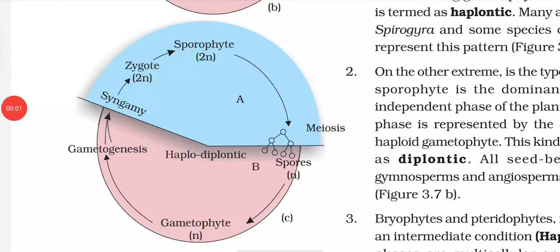So in this diagram, we can easily understand the haplodiplontic pattern. After syngamy, the zygote forms, which is a 2N structure, and from this 2N structure it forms the sporophyte. This sporophyte is also a 2N or diploid structure. After meiosis, it will produce the spore, which is haploid, and these spores will produce the gametophyte. This gametophyte is a haploid structure, and after that, by gametogenesis, it will again produce haploid gametes. When they fuse, they form the zygote, and again the sporophyte forms. So this type of generation is known as the haplodiplontic generation.